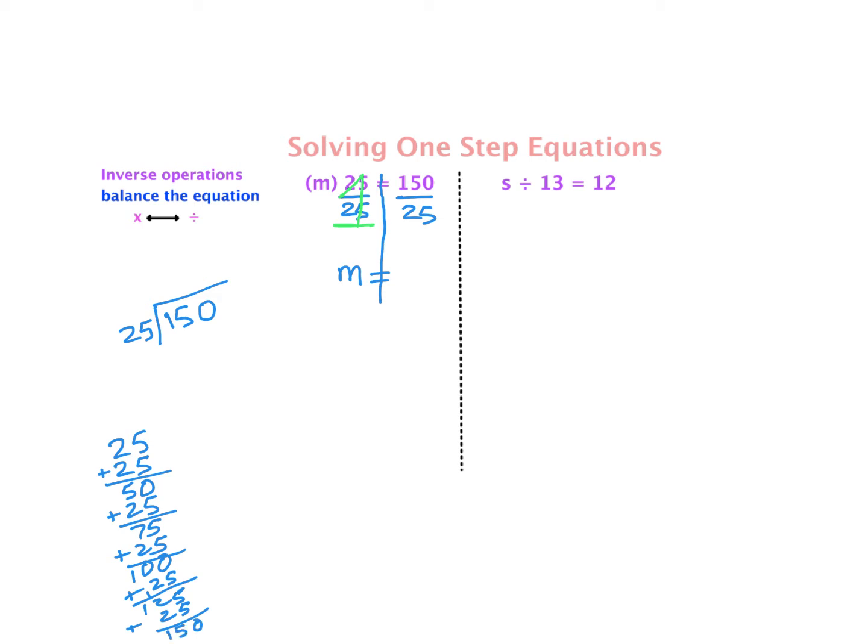So now I'm going to check to see how many 25s I added. 1, 2, 3, 4, 5, 6. So 150 divided by 25 is 6. I need 6 groups of 25 to get 150. 25 times 6 is 150. Subtract. 150 minus 150 is 0. So I'm done. So m equals 6.